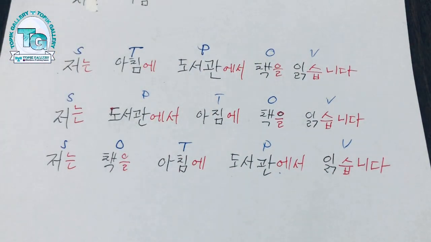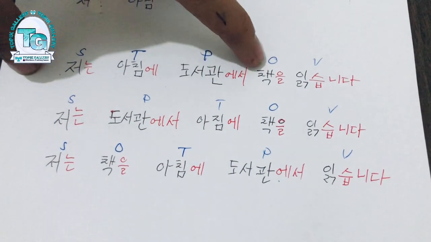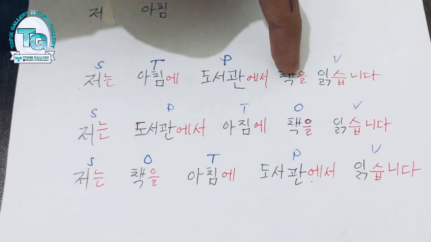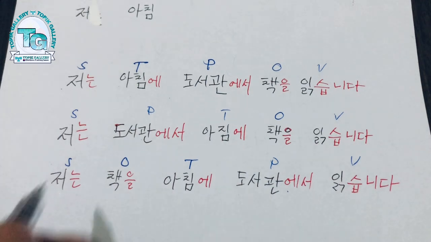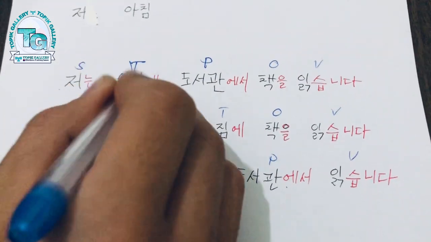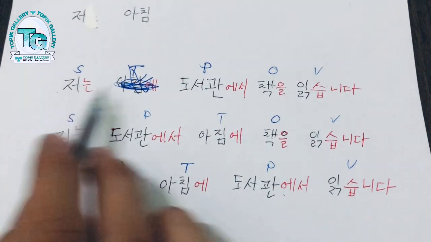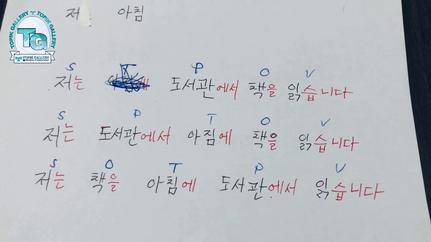Let's say for example, balik tayo dito sa number 1. Okay. 저는 아침에 도서관에서 책을 읽습니다. So, I read books in the library in the morning. Okay, that's the thought. So, what if tanggalan natin ang isang element? So, tanggalan natin ng time. Okay? So, walain natin to. SPOV na lang. Okay, so yung magiging meaning, I read books in the library. Okay, it's still a sentence. No? Kasi it gives us complete thought. Okay?